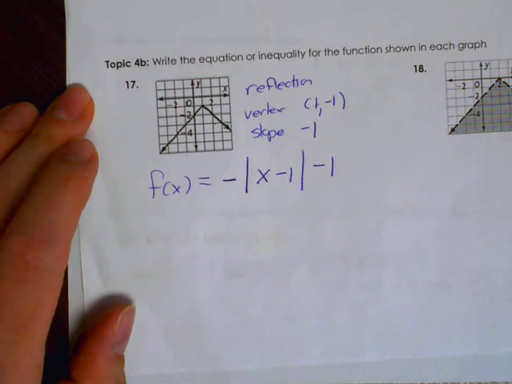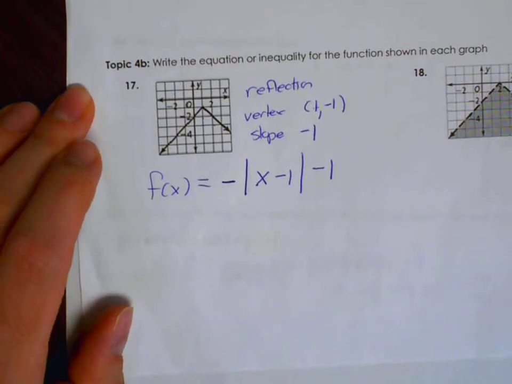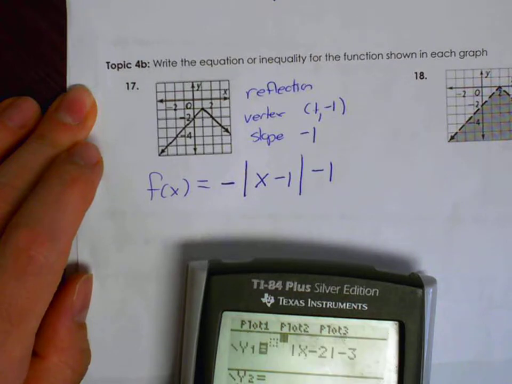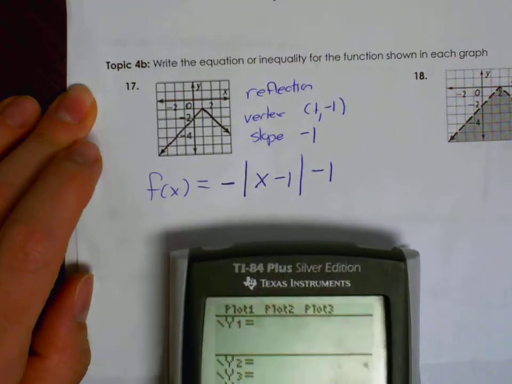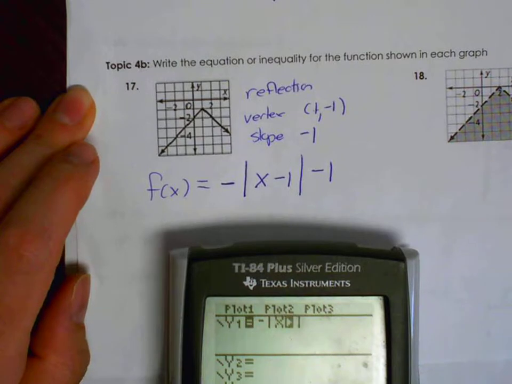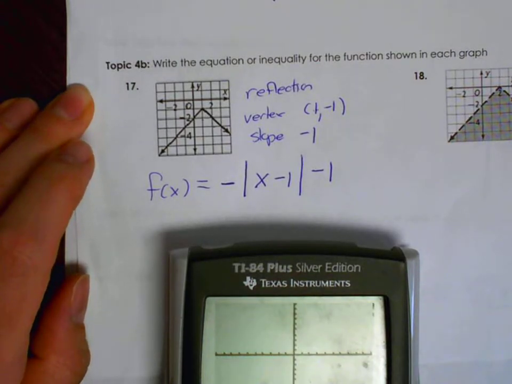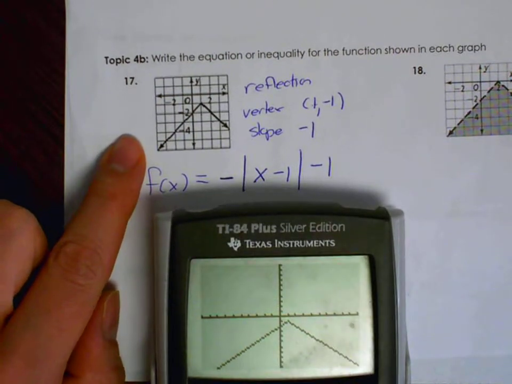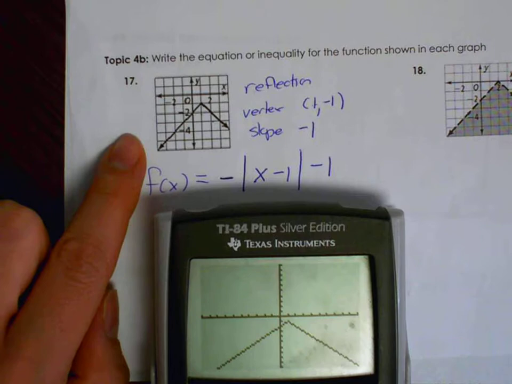And I would check this on your calculator. If this is your quiz or test question, you need to be checking. So you need to go to your calculator, and you need to put this in. So negative, and then the absolute value of x -1 minus 1 and hit graph. And you should be checking and making sure that it looks like your picture. And this one does, so we know that we're good.